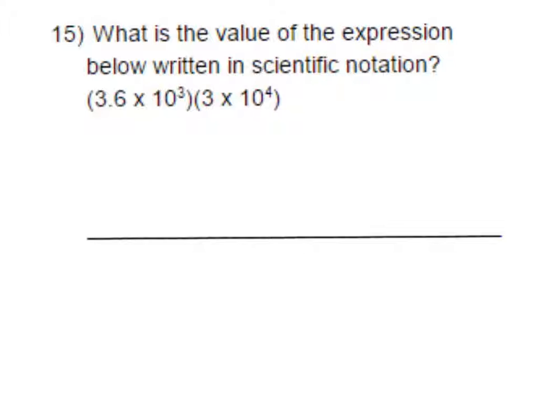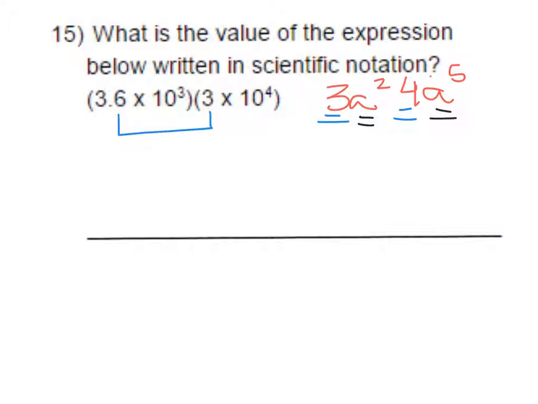Number 15, what is the value of the expression below written in scientific notation? So again, just like our examples when we had 3a squared times 4a to the 5th power, we're going to multiply numbers times numbers and powers times powers. So in this case, we're going to have 3.6 times 3, and then 10 cubed times 10 to the 4th.